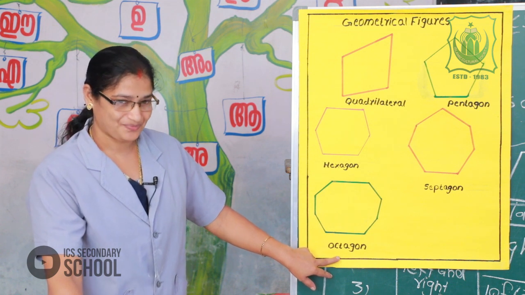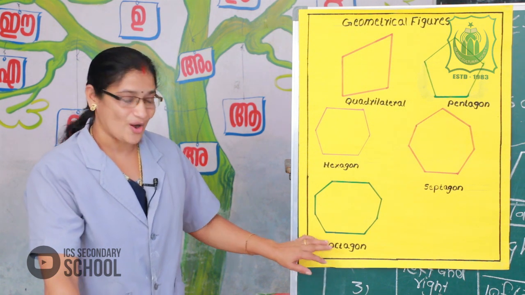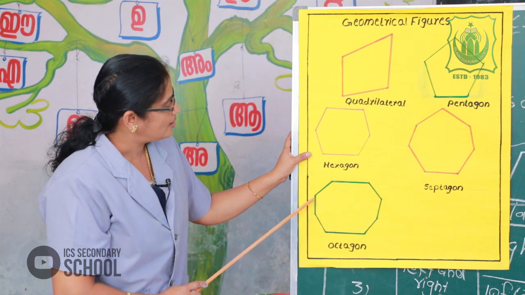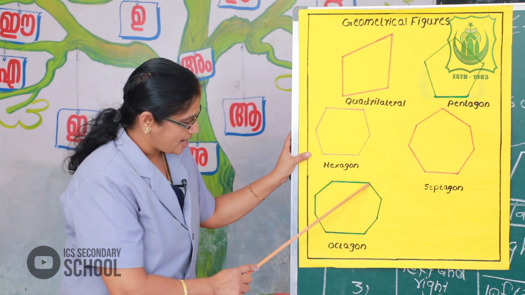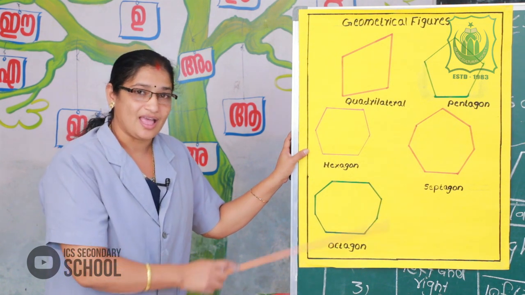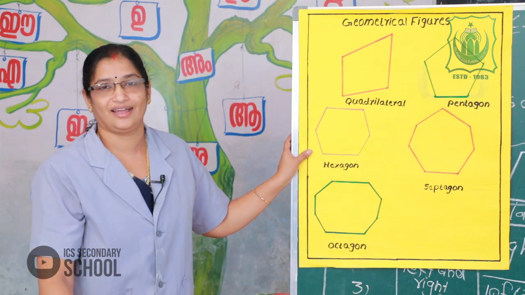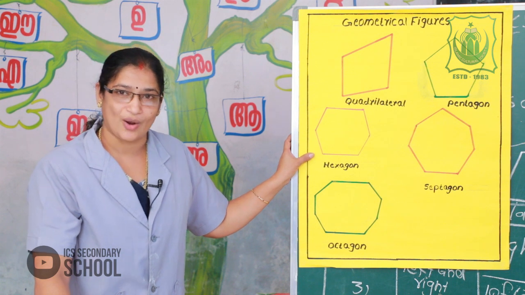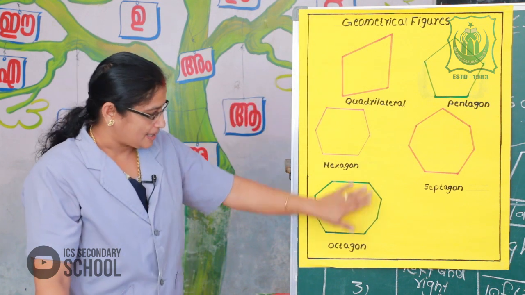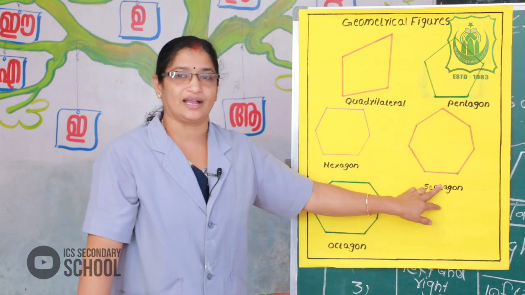And next, read this name. Octagon. Very good. How many sides in an octagon? 1, 2, 3, 4, 5, 6, 7, 8. It is a geometrical figure. 8-sided figures are known as octagon. Do you understand? Any doubt? No doubt? Okay, quadrilateral, pentagon, hexagon, heptagon, octagon.